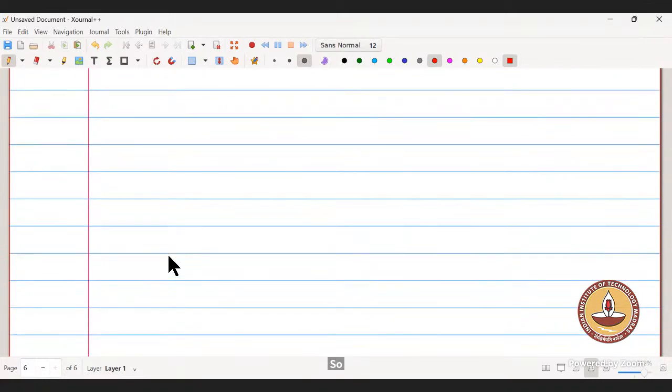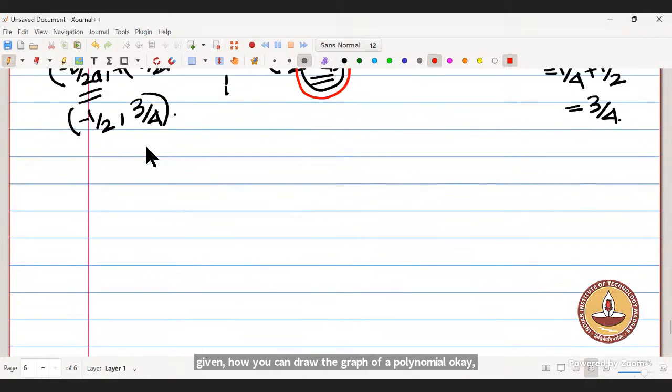Next, let's move to polynomials. There is only one thing I want to discuss about polynomials: if a polynomial is given, how you can draw its graph. This is really important from the exam point of view.